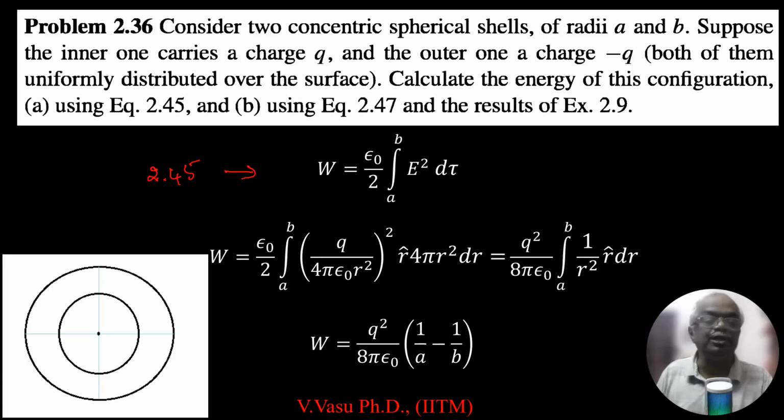About this configuration, we have two spherical shells. One has radius a and the other, outer one, has radius b. Inside you have charge Q, and outside it is minus Q. Now you have to use this formula to find the energy.